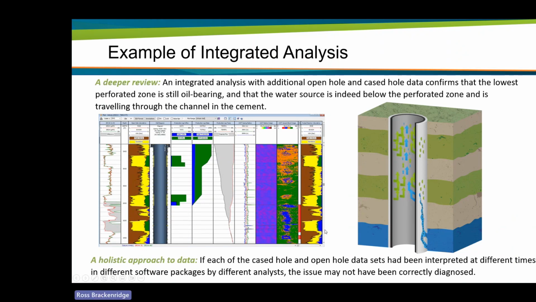So what we're likely to be seeing here is actually something like this illustration that's showing the water is actually originating from this zone, but it's traveling up the back of the casing through the cement into the borehole. So it's only by looking at all the data, the different cased hole data sets together alongside open hole data, that we really get that understanding.